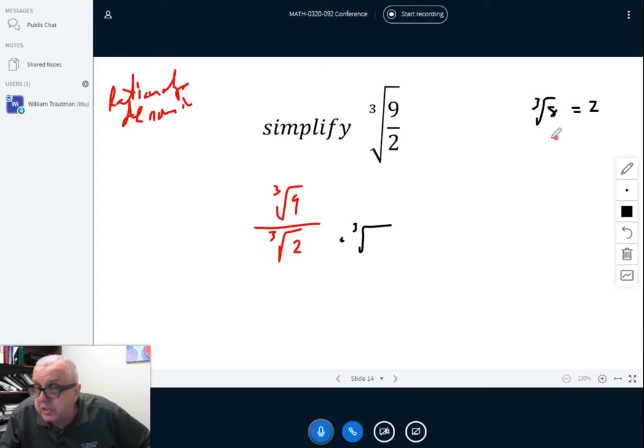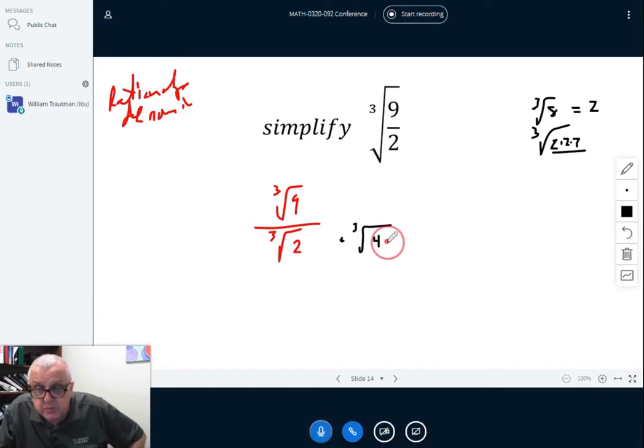The third root of 8 is 2, because the third root of 8 is 2 times 2 times 2. The third root means if I have 3 of something, 1 pops out. So in order for me to get 3 2's, I have to multiply by 2 more 2's, which is 4, 2 times 2. So I have to multiply by the third root of 4. And whatever I do to the bottom, I have to do to the top.